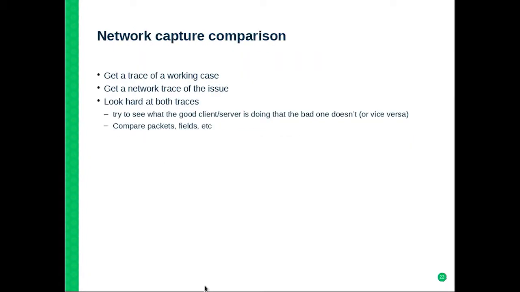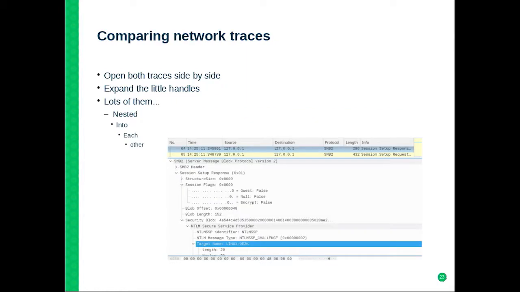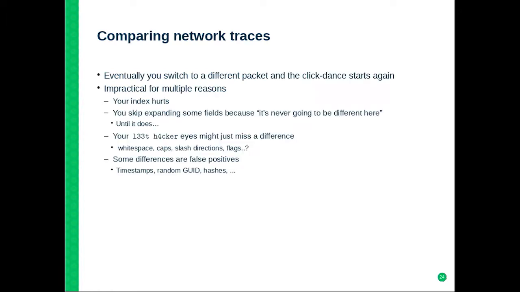So, to debug, you can make a trace of a working case and a non-working case and compare them side by side. But in Wireshark, it's annoying. You have to open two windows and click and expand all the little thingies, and you have to look hard at both. Sometimes there's a lot of fields you have to expand. And so you do this over and over, and it's annoying. You click, and voila.